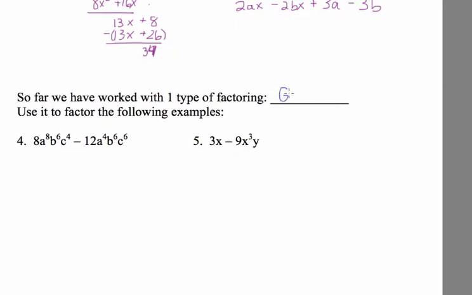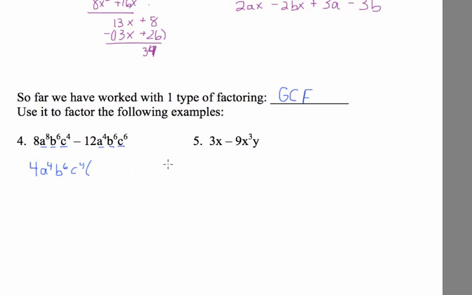So far we have worked with one type of factoring. I call it GCF factoring. You look at your two terms and find what's in common that can divide out of both terms. Okay? So 8 and 12, there is a 4 in common. I can divide 4 out of both of those. And then I look at the A's. Well, there's a to the 4th in common. Then the B's, oh, all the B's can go. B to the 6th in common. And then C to the 4th in common.